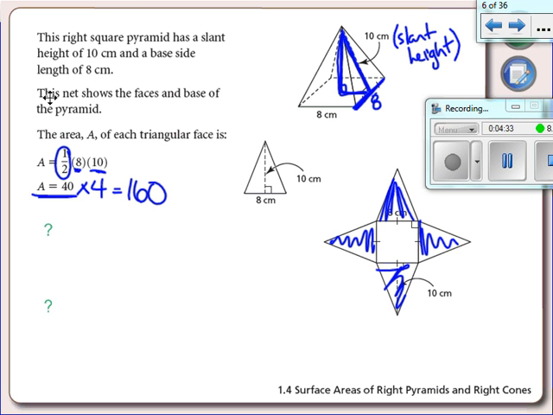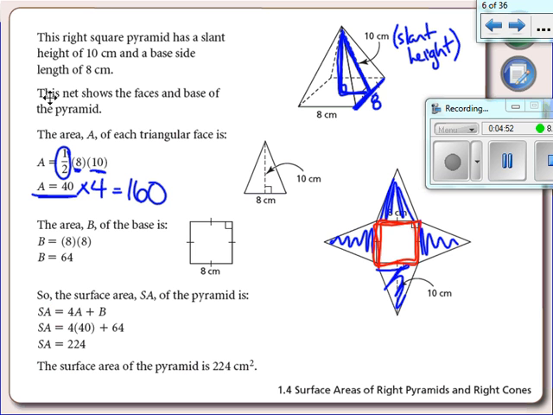Okay, what else do I need to figure out? So the base, right? How do I find the area of the base? Okay, it's going to be 8 times 8, which is going to give you 64. So at the end, if you add up 160 and 64 from the base, you're going to end up with 224.